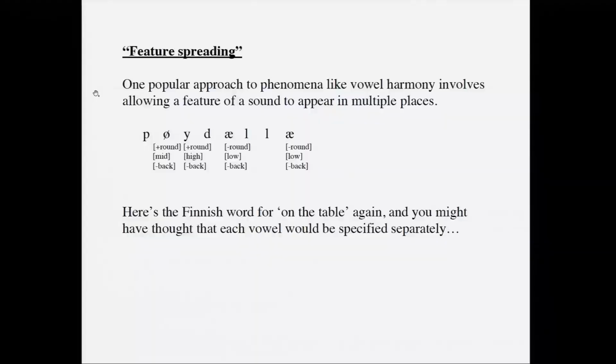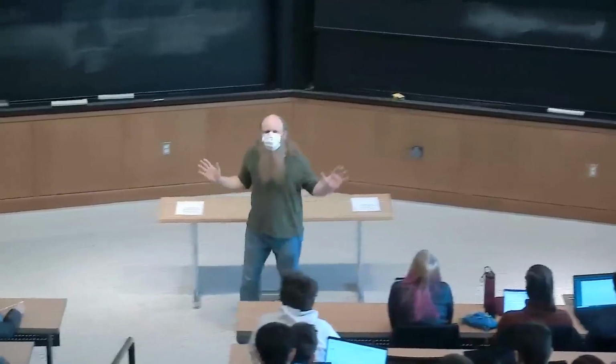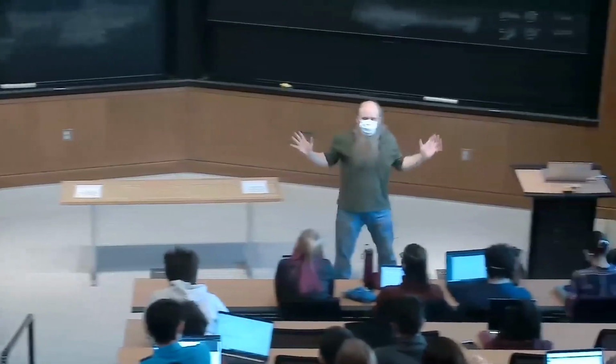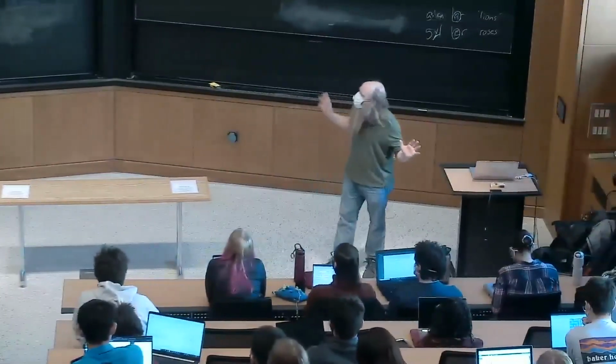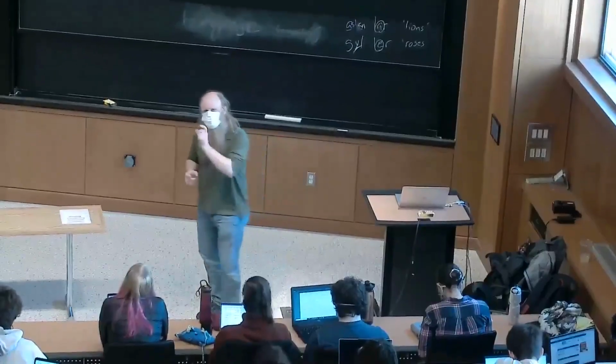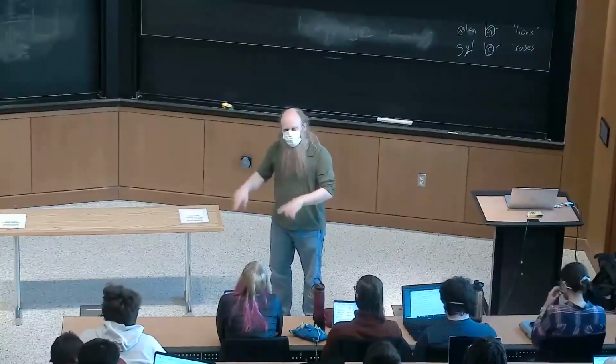But there's a popular thought about what's going on here, which is to say it's as though Finnish wants the value of back to be shared among all the vowels. That is, you're just going to state it once. This is a word in which all the vowels are front, or all the vowels are back. So Finnish doesn't allow you to state over and over again, this vowel is front, and this vowel is front, and this vowel is front. You just have to say once for the whole word, these vowels are front.